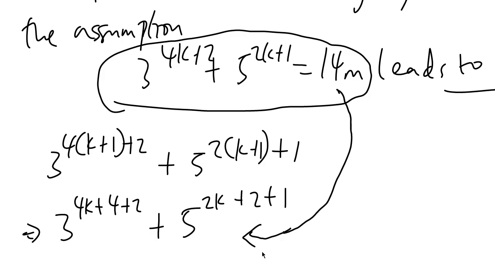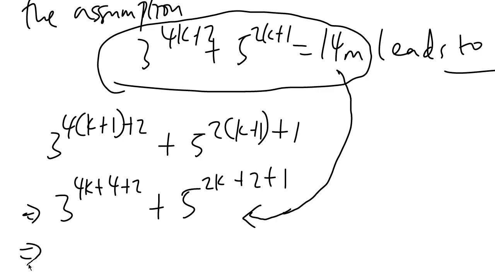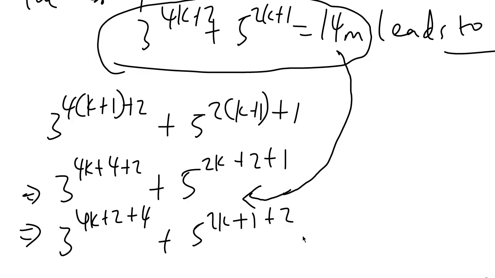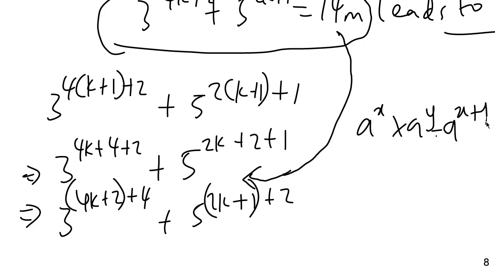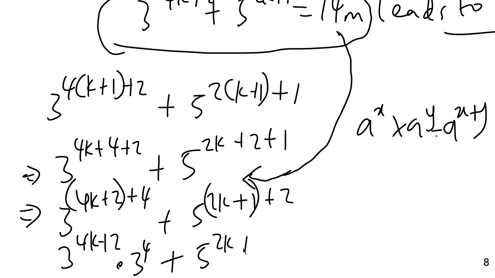Are you getting it? So you can rewrite this as 3 to the power 4k plus 2 plus 4, plus 5 to the power 2k plus 1 plus 2. Then using the power law, you can put this in brackets. The power law says a to the power x times a to the power y is a to the power x plus y. So this is 3 to the power 4k plus 2 multiplied by 3 to the power 4, plus 5 to the power 2k plus 1 multiplied by 5 to the power 2. Are you getting it?